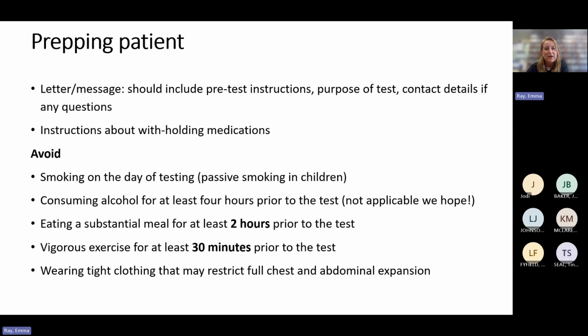So prepping the patient as you would normally do, message them, give them the pre-test instructions. You're probably all very well aware of all these types of things. For a child, if you're doing it after school, particularly if it's a boy, they might be coming out of school running around doing all sorts, which could affect the test. So try and counsel the parent on trying to keep their child less active just before the test.